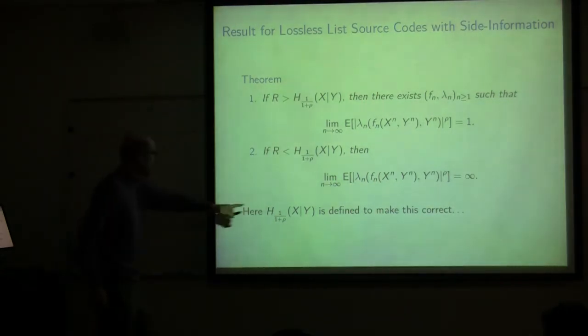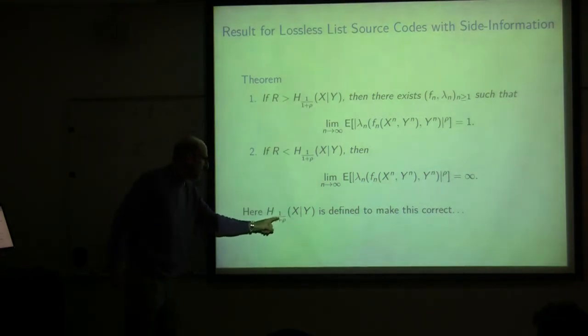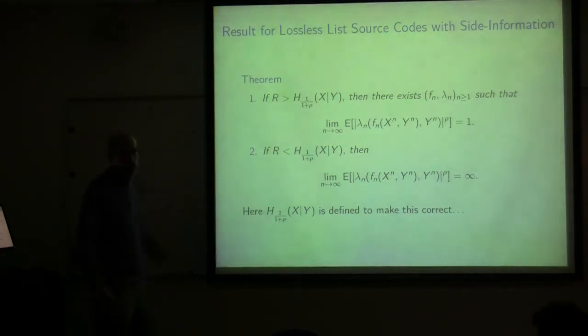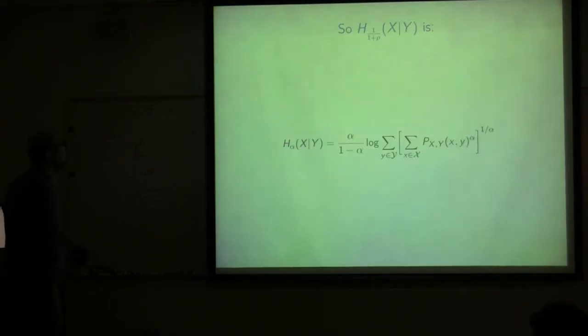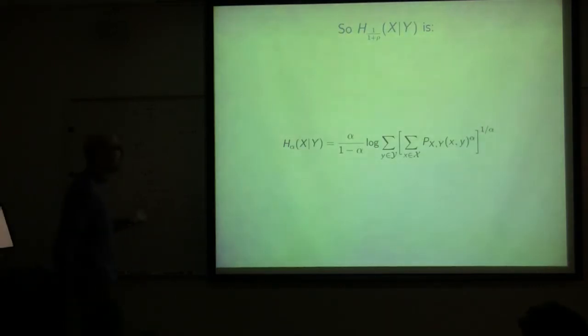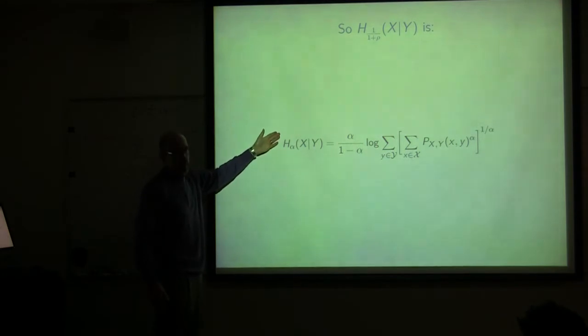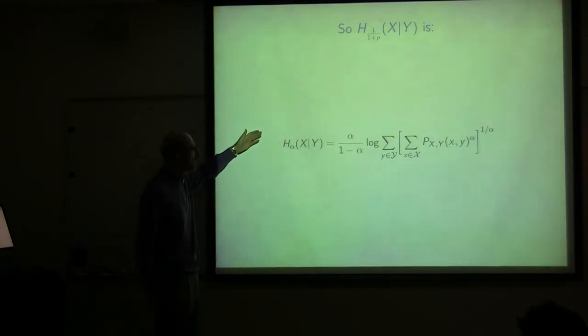So H of X given Y with parameter 1 over 1 plus rho is what would make this work, and this would be the conditional Renyi entropy. It turns out that it has this form. We'll get to that in a minute. It's not very difficult to prove this. The extension is actually fairly straightforward.